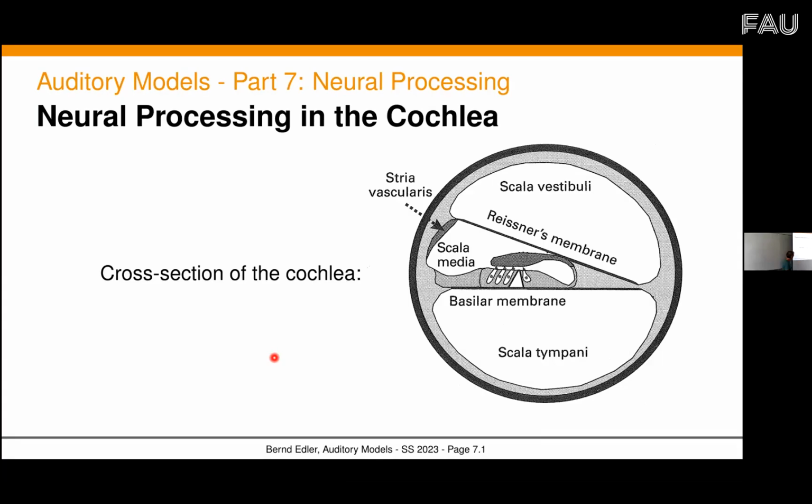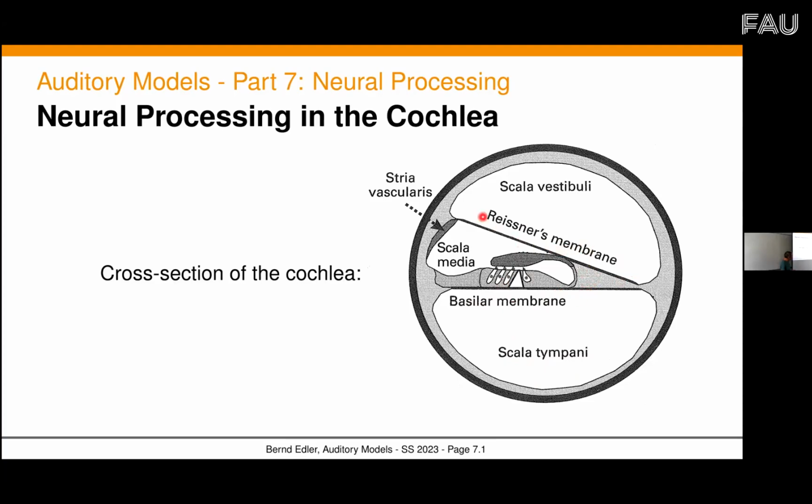And here we see, before we go back into more details again, the total cross-section of the cochlea, just again, schematically, of course. And there we see the basilar membrane, which mainly divides the cochlea into the 2 parts, the upper and the lower part. The most upper part is called scala vestibuli, and the lower part is called scala tympani. And this is more the mechanical separation by the basilar membrane.